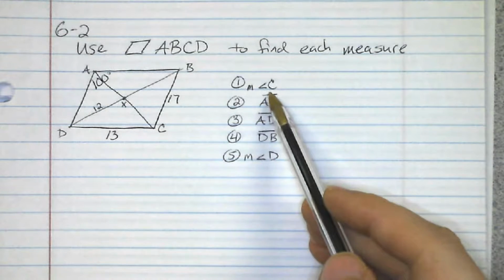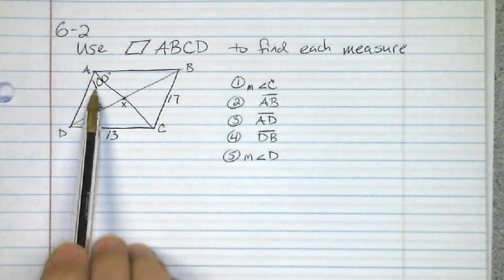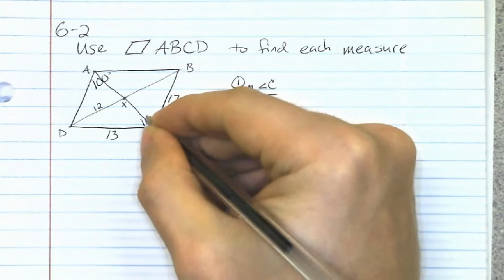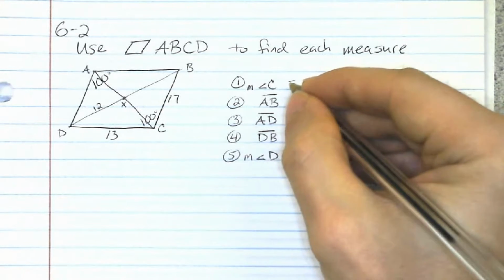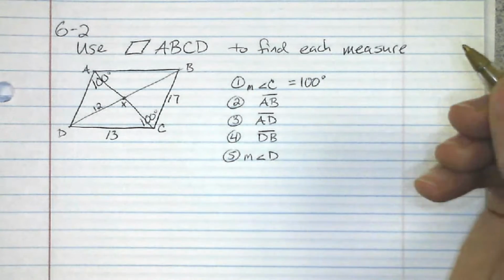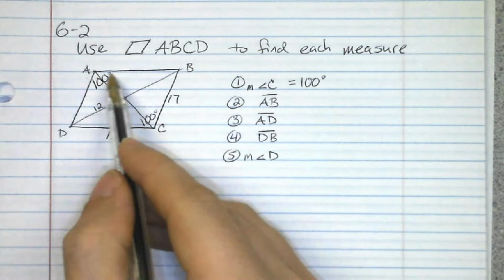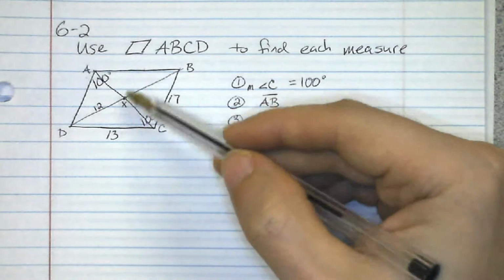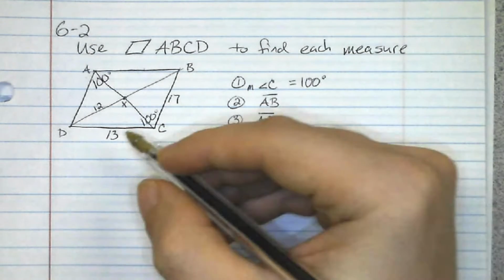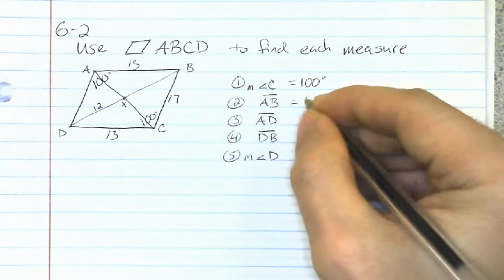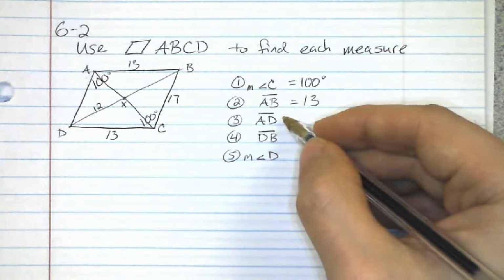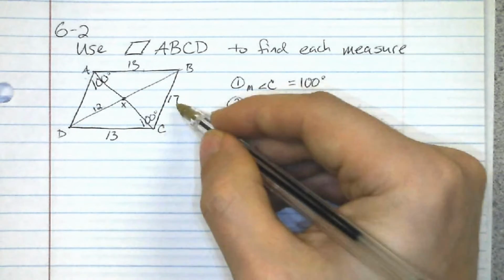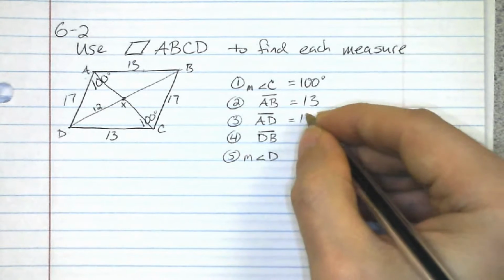Okay, so first up, the measure of angle C. Well, if angle A is 100 degrees, then angle C, since they are opposite angles, and we know opposite angles are congruent, has to be 100 degrees as well. AB. Well, AB is opposite 13, and remember, opposite sides are congruent in a parallelogram. So if this is 13, this is 13. AD. Well, again, AD is opposite from this side. Opposite sides are congruent, so if that's 17, this is 17.